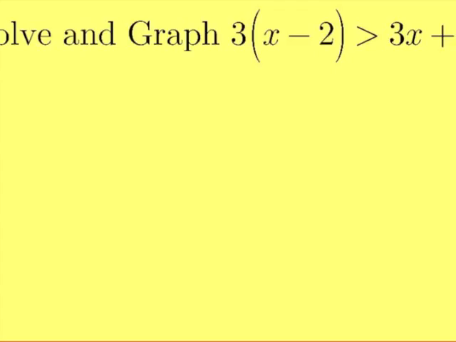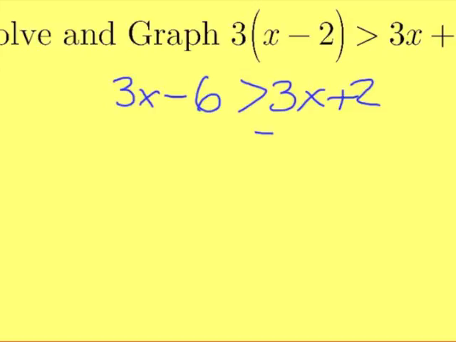Now let's look at an example where our inequality makes no sense whatsoever. Here I have 3 times x minus 2 is greater than 3x plus 2. First, I'm going to start by distribution. 3x minus 6 is now greater than 3x plus 2. I'm going to subtract 3x from both sides, thus cancelling out my variable.